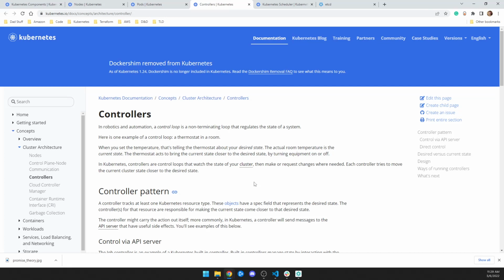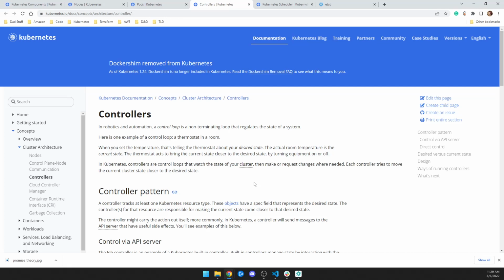In Kubernetes, controllers are control loops that watch the state of your cluster and then make or request changes whenever they need to. And each controller tries to move the cluster state closer to the desired state. So it's constantly just making sure, it's the thermostat of your cluster, right?